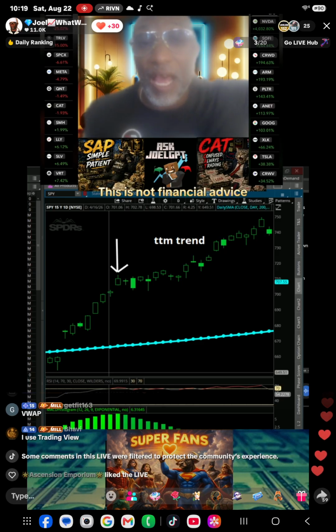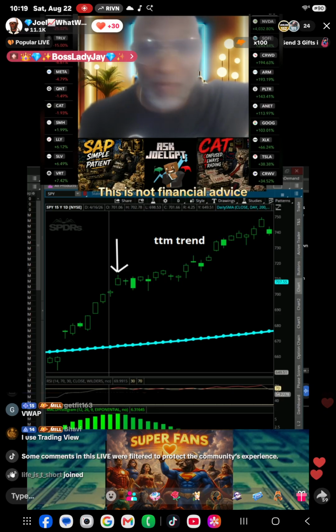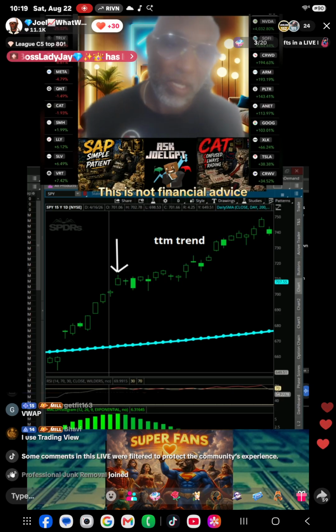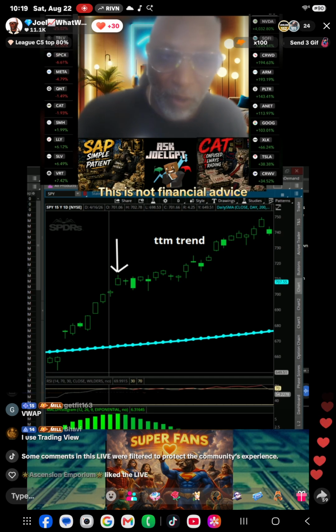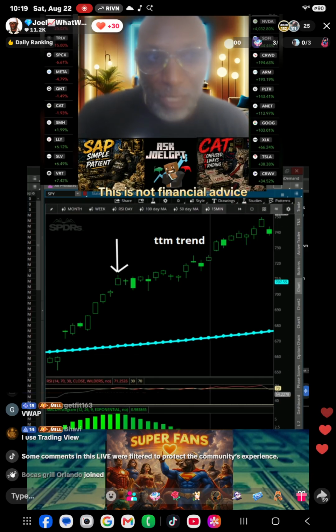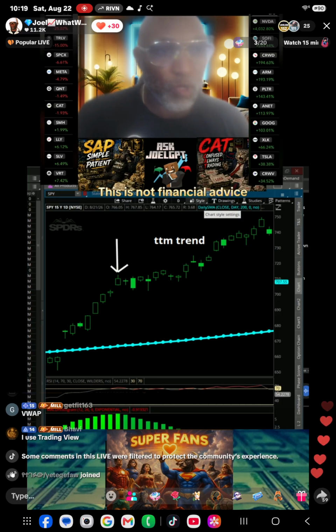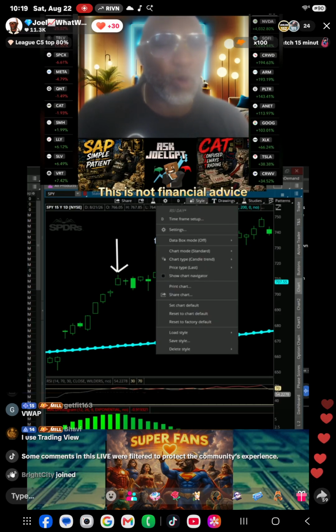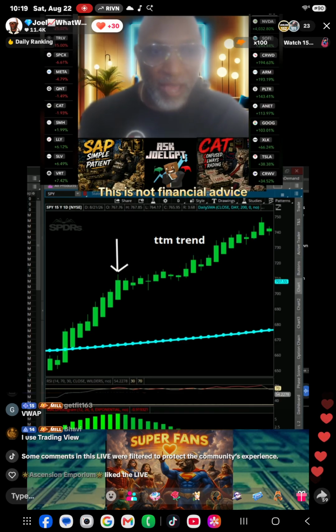The only places I've seen where you can add the TTM trend are Thinkorswim and TradingView. The other setting you can use, guys, watch how my candles change. If you're on Thinkorswim, you can go up here to style, then candle type settings, and choose what we call Heikin Ashi. Now watch what happens when I hit the button. Bam, you see that?